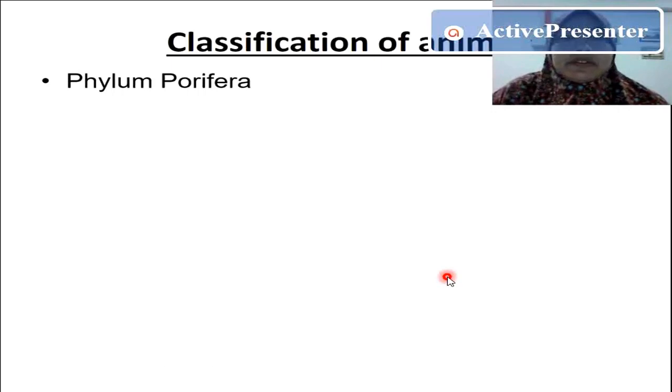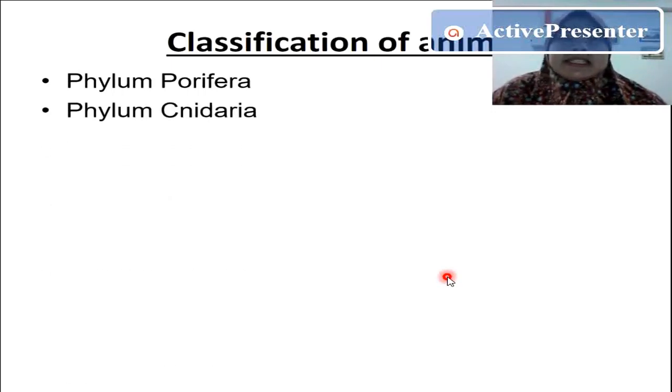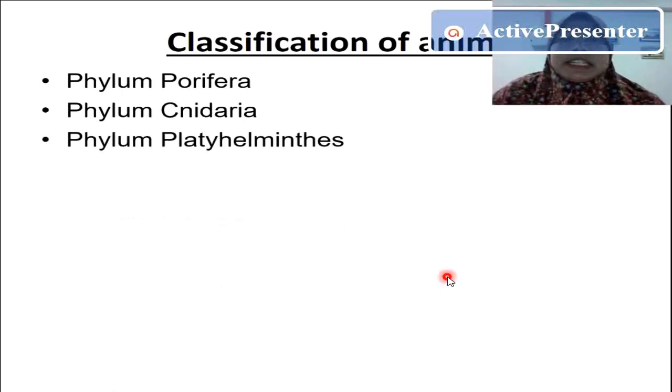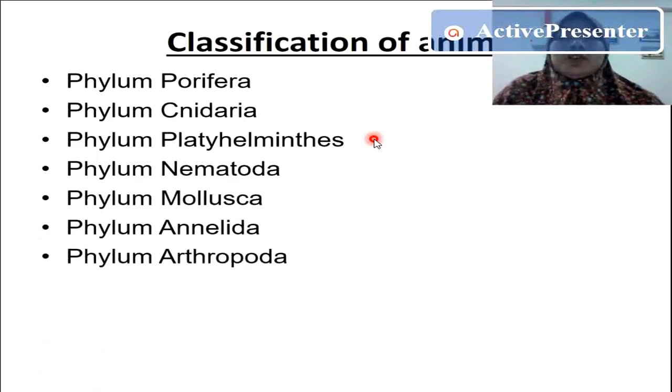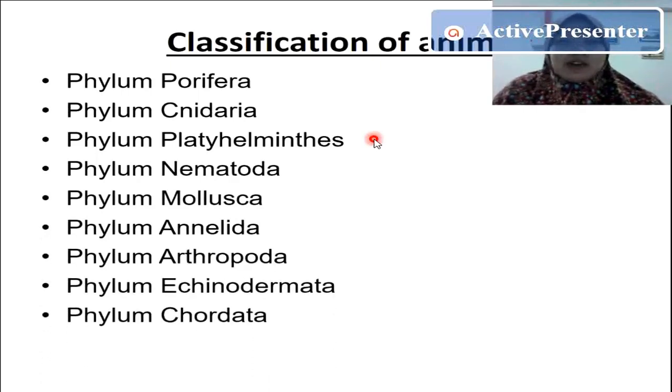So these are the list of phyla in kingdom Animalia, starting from the very basic or the least advanced animals in the animal kingdom. The first one is phylum Porifera. Example, the sponges, like I mentioned before. Second one is phylum Cnidaria, and don't forget the first letter of the phylum name should be capitalized. Then followed by phylum Platyhelminthes, phylum Nematoda, phylum Mollusca, phylum Annelida, Arthropoda, Echinodermata, and also Chordata.